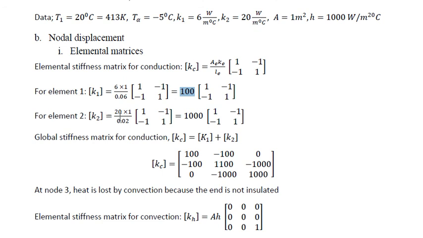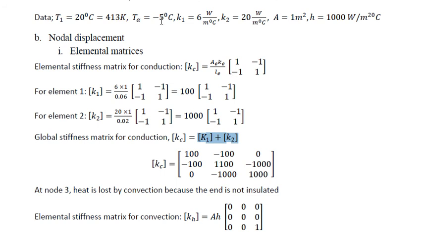Similarly for element 2, 20 is the conductivity of element 2, which is given here. 1 is the unit area and 0.02 is the length, as I have shown earlier. So it becomes 1000, and we can write [1000 -1000; -1000 1000]. So the global conductivity matrix now becomes K1 plus K2.